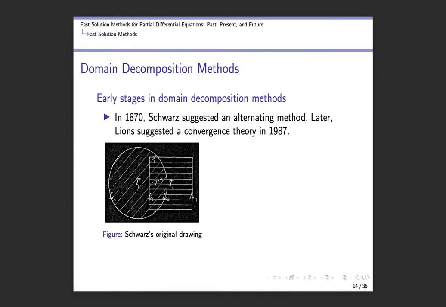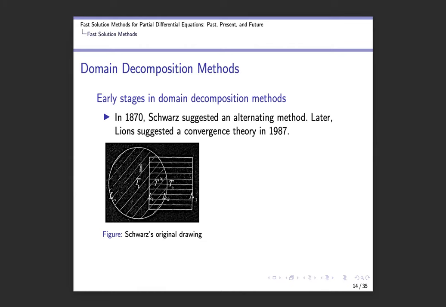And Schwartz tried a complicated domain like this, the union of this complex geometry. And Schwartz wanted to solve this equation using pre-existing methods, one for this circle and one for this square.